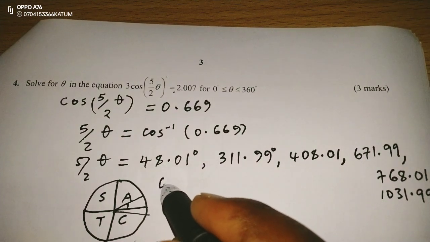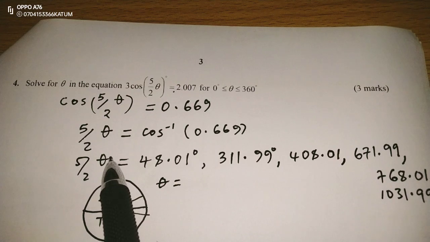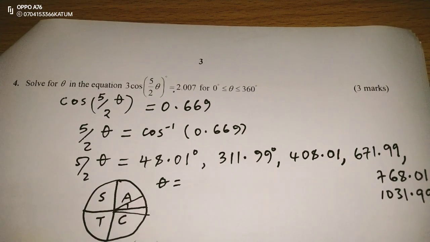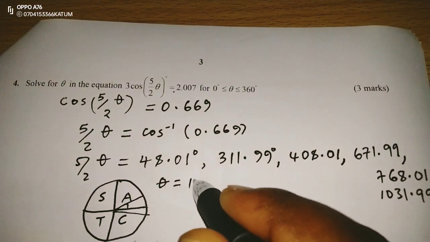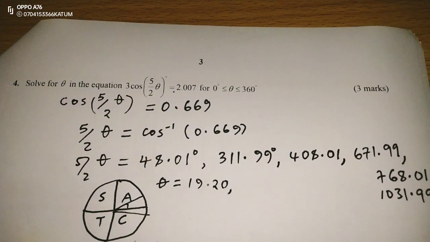What about theta itself? Now theta will be each angle multiplied by 2 and divided by 5, that is, times 2 over 5. So 48.01 times 2 over 5 becomes 19.20. 311.99 multiplied by 2 over 5 becomes 124.80.